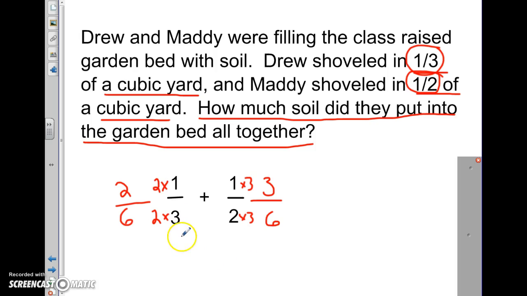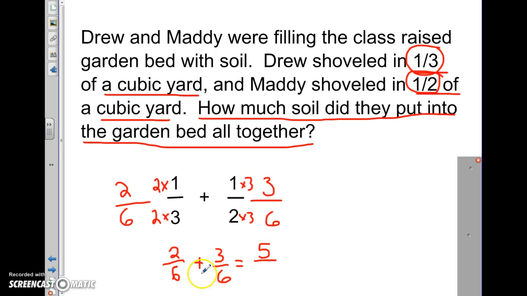Okay, so now that we've got all that done, we know that this 1/3 is the same as 2/6, and the 1/2 is the same as 3/6. Now we're talking about the same size pieces, right? So now we have 2/6 and 3/6, all the same size. All we do is add up the numerators. So 2 and 3 gives us 5, right?